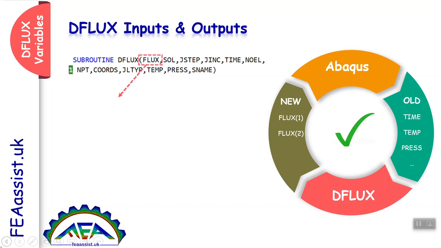For example, what is flux 1? Flux 1 is the derivative of temperature with respect to x, and flux 2 is the derivative of flux with respect to temperature. It is written based on your formulation.